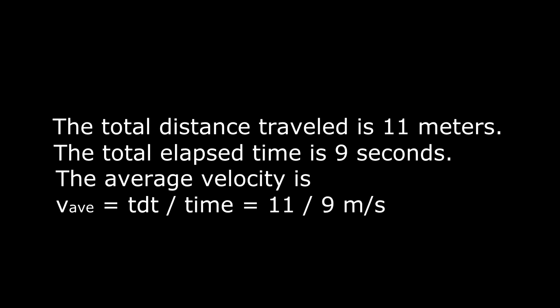And the average velocity is calculated to be the total distance traveled divided by the total elapsed time. Such an average velocity is rarely of any practical use, but that is its definition.